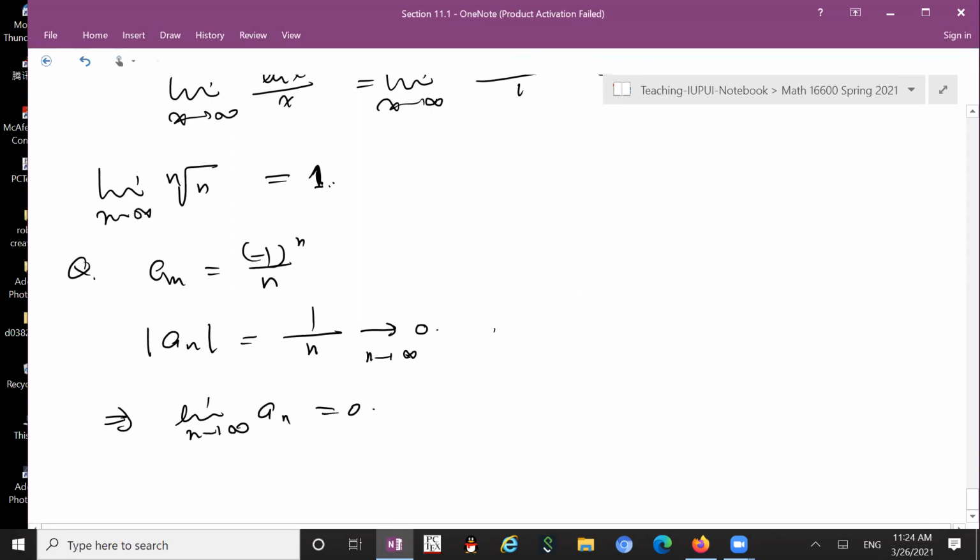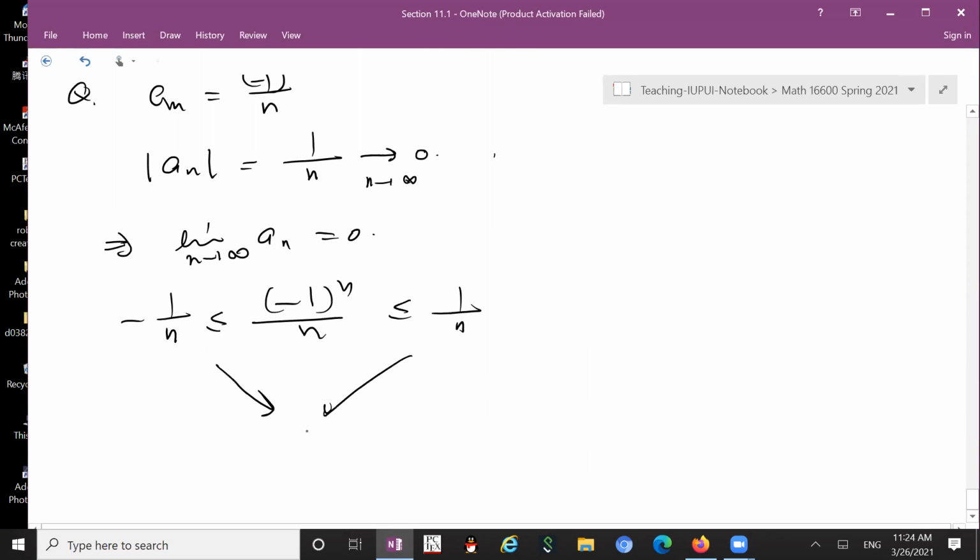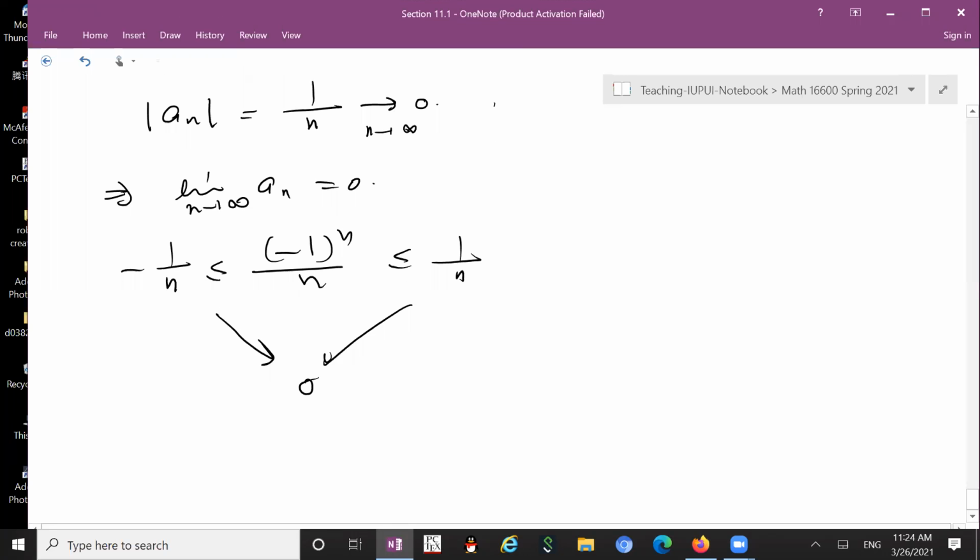Another way you can think about it is negative 1 over n is less than or equal to a_n, which is less than or equal to 1 over n. It's between those, and both sides approach 0. Of course, the one in the middle approaches 0 by the squeeze theorem.